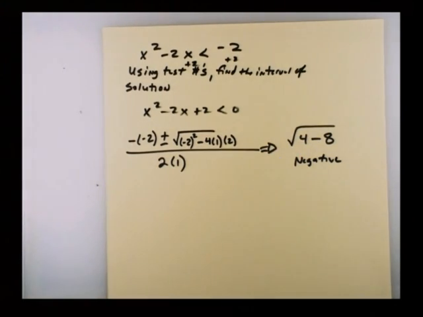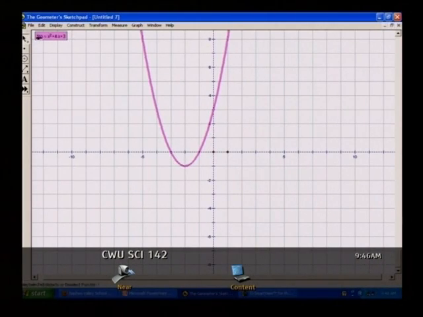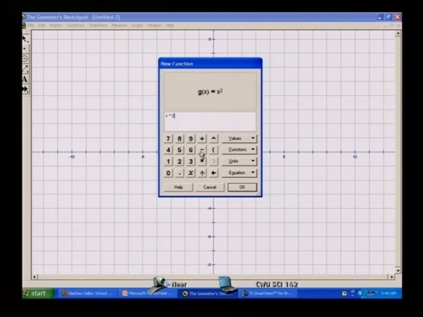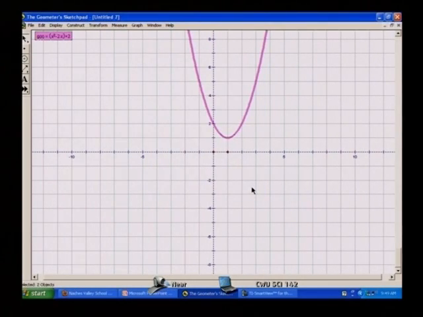Let's take a look at the graph of this one and see what it will give us. So let me delete this one out. Let's graph a new one, and we had x squared minus 2x plus 2. Looking at the graph, what does the graph tell us about the solution to the original problem?